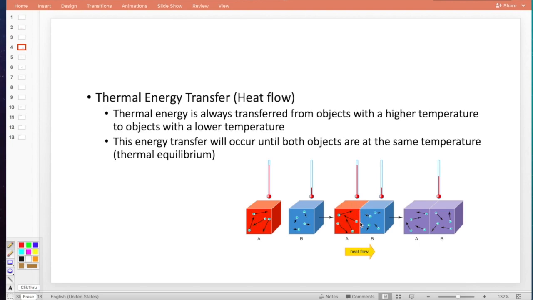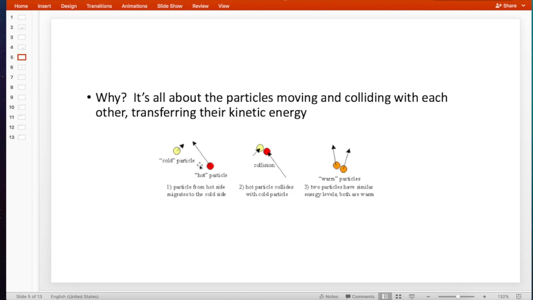When they transfer their kinetic energy through collision, a particle in substance B will speed up a little bit, and a particle in substance A that gave away its energy is going to slow down a little bit. And this is going to keep happening until eventually they all have the same velocity, the same average speed, the same average kinetic energy. And so collisions are going to result in no net overall transfer of kinetic energy. So once again, we have to think about it in terms of collisions transferring kinetic energy.